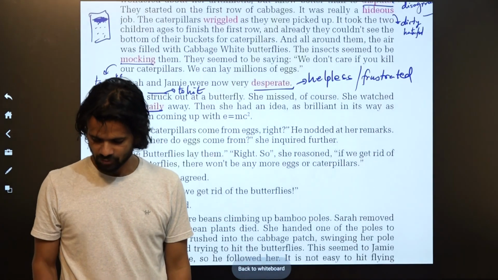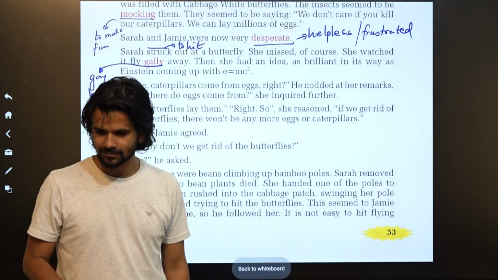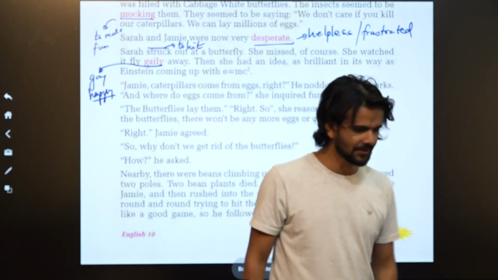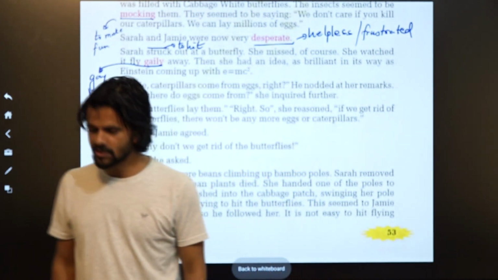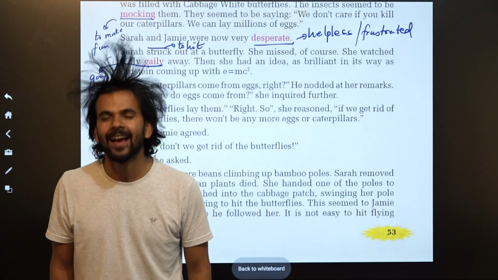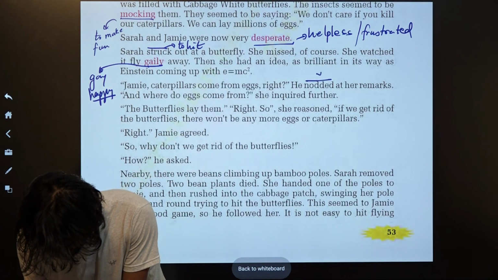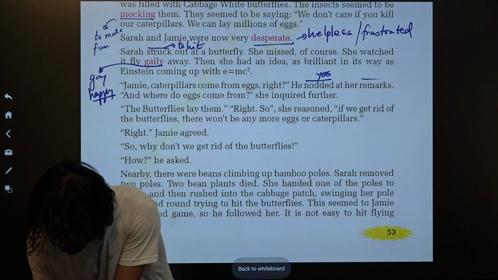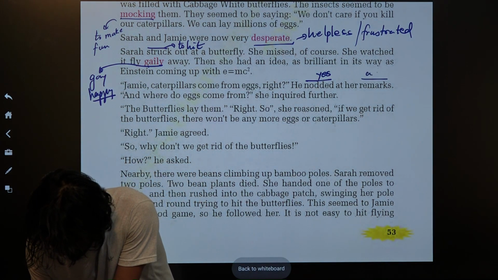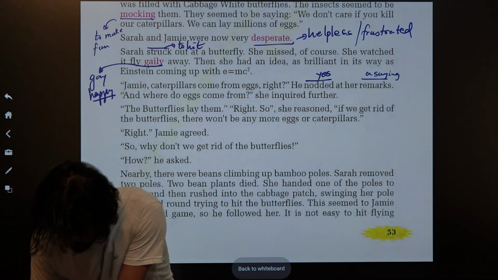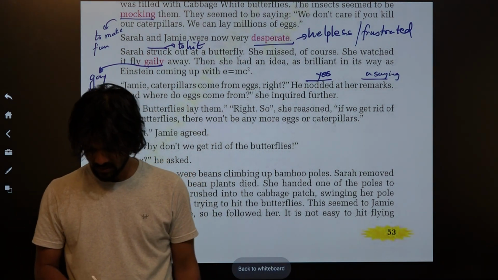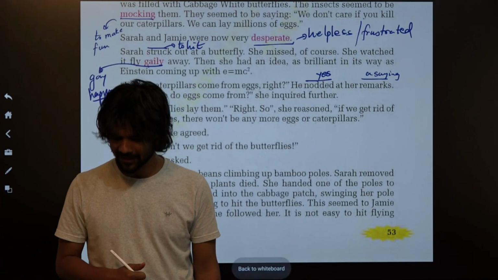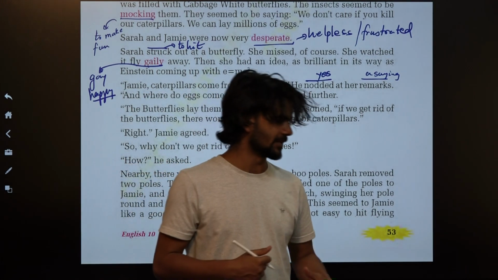Jamie, caterpillars come from eggs, right? she said. Where do these caterpillars come from? They come from eggs. Right? He nodded to say yes, at her remark. Whatever the remark is, a saying, something that you say as a remark. Where do eggs come from? She further inquired. She asked, hey Jamie, where do eggs come from? Tell me.